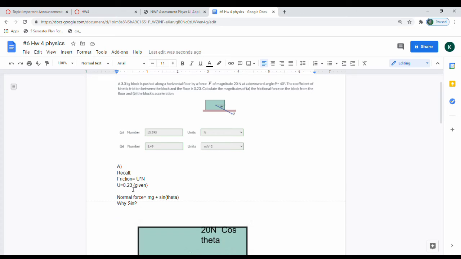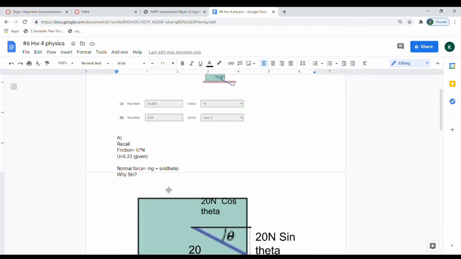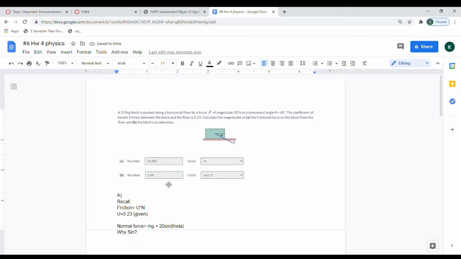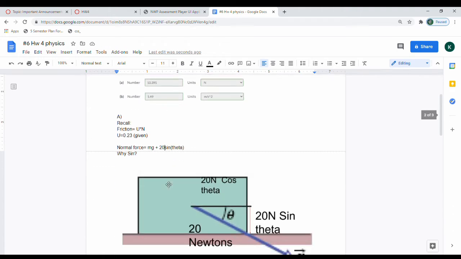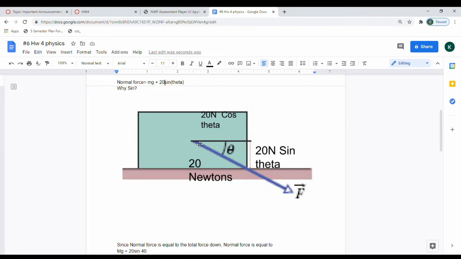So we're given that. The normal force we can figure out is mg plus 20 sine theta, the force, how hard it's pushed, sine theta. It might differ depending. And why sine? Well, if we take a look at this, this is the force that's given, like you're pushing onto it. Whenever you have a magnitude, always split it into x and y and consider them separately. It's the most important thing to know.